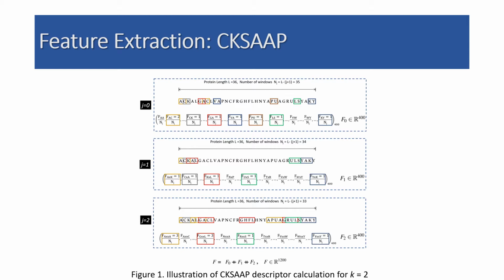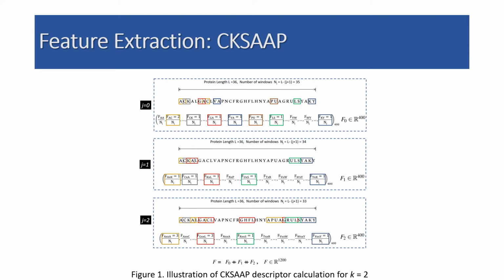This scheme is based on the frequency of amino acid pairs that are separated by K residues. This encoding scheme emphasizes the significance of amino acid pairs and has been utilized in various classification methods. This is the illustration of the CKSAAP descriptor for K equal to 2. If K is equal to 2, K-spaced amino acid pairs for J equal to 0, 1, and 2 are considered. For each J, the corresponding features F0, F1, and F2 are computed.